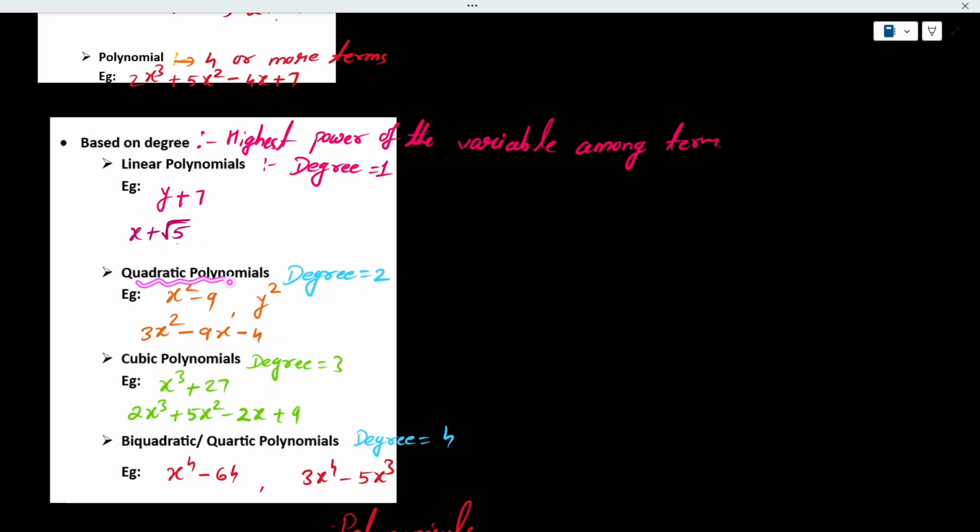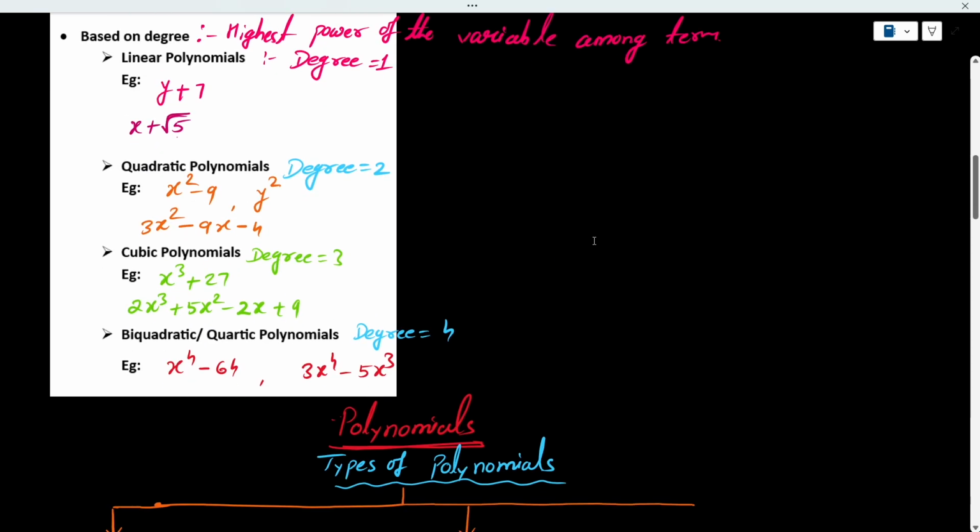Now quadratic polynomial, the highest power is going to be 2. There can be any 1, 2 or 3 terms, but the highest power is 2, x square. So power is 2, here also 2, here also 2. These are the different examples. Now cubic polynomial, similarly the degree has to be 3, so the highest power among the terms has to be 3. In this example also, x cube plus 27, the highest power is 3, here also 3, right? Now if degree is 4, then we call it biquadratic or quartic polynomial.